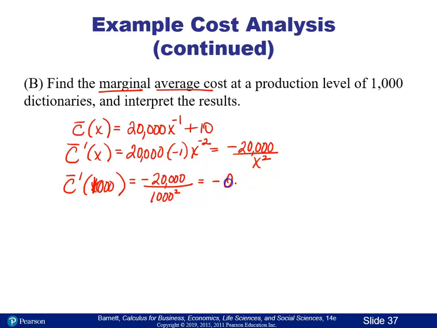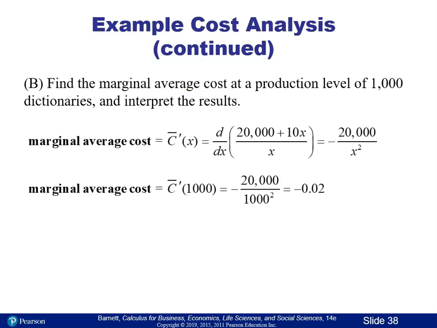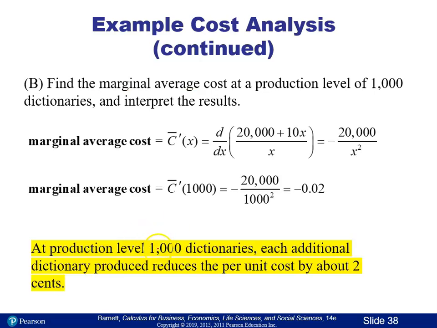Which is negative 0.02. So at a production level of 1,000 dictionaries, we see that the average cost is decreasing. In fact, the average cost is decreasing by about 2 cents per dictionary. So at a production level of 1,000 dictionaries, each additional dictionary produced reduces the per unit cost by about 2 cents.